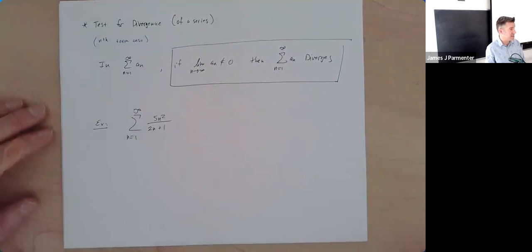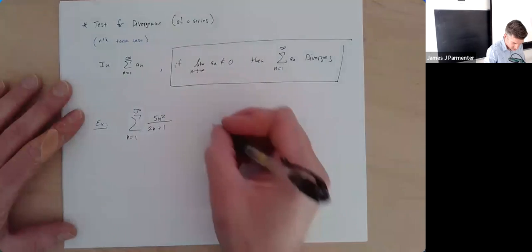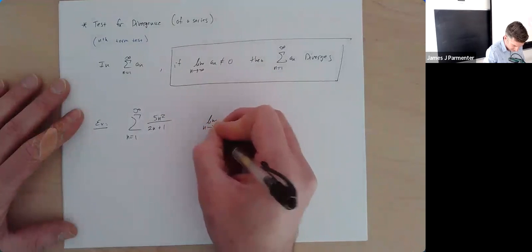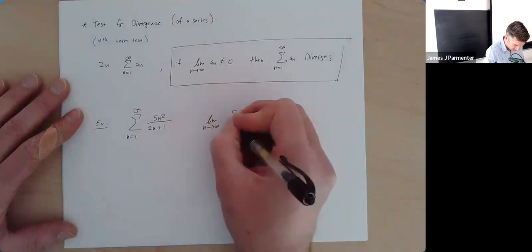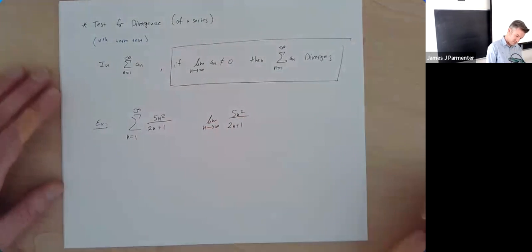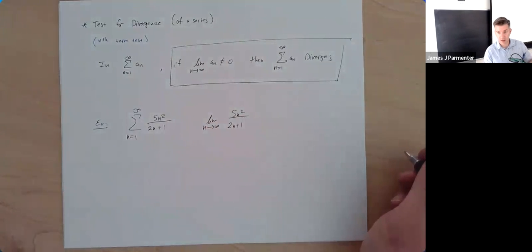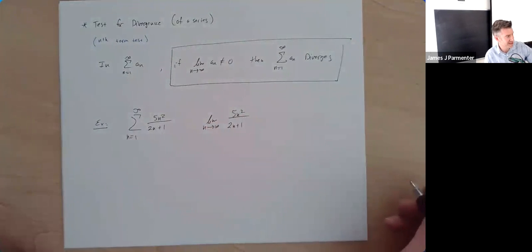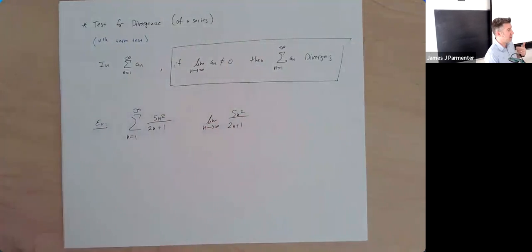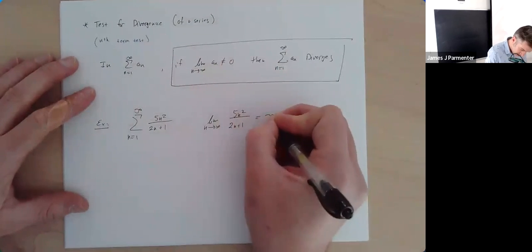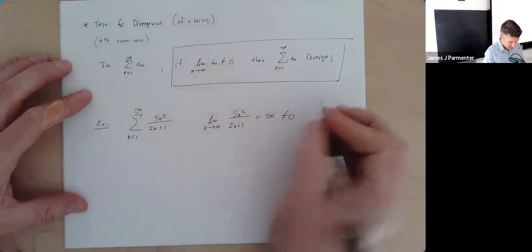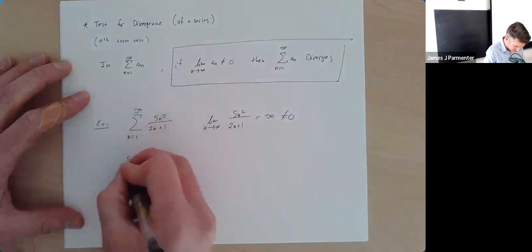The terms of that sequence definitely don't go to 0. The limit as n goes to infinity of 5n squared over 2n plus 1. What is that limit? It's not 5 halves. It is infinity because the top power is higher than the bottom, or I should say the top degree is higher than the bottom degree. But that's definitely not 0. So this series must diverge.